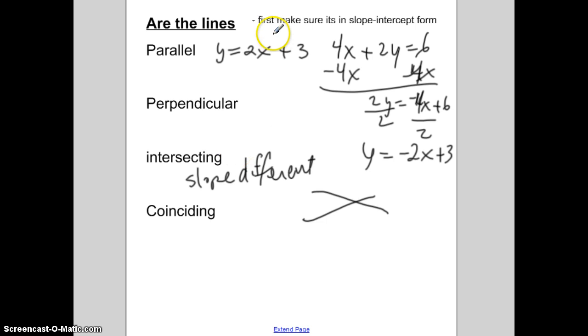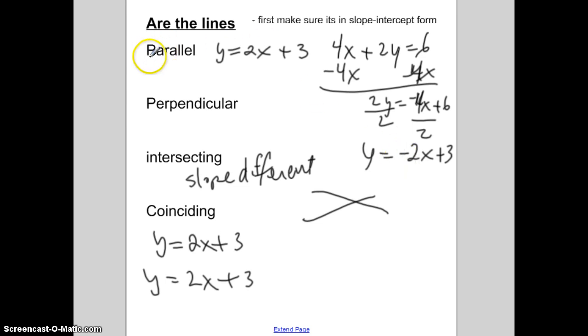Coinciding means that the slopes are, everything is the same. You get one equation, and then you get another equation, and when you convert into slope-intercept form, it ends up being the exact same thing. That means they're coinciding, which just means everything is the same. Slopes are the same, y-intercepts are the same.